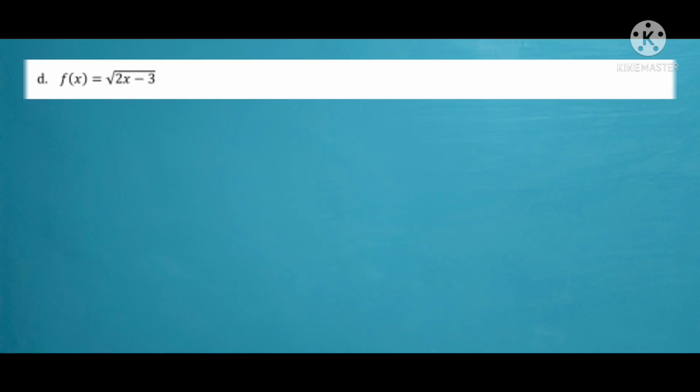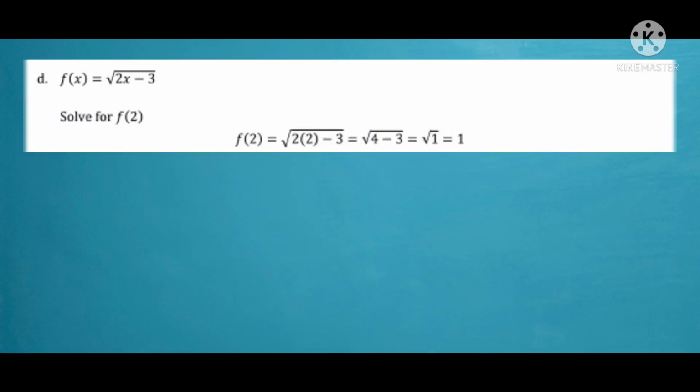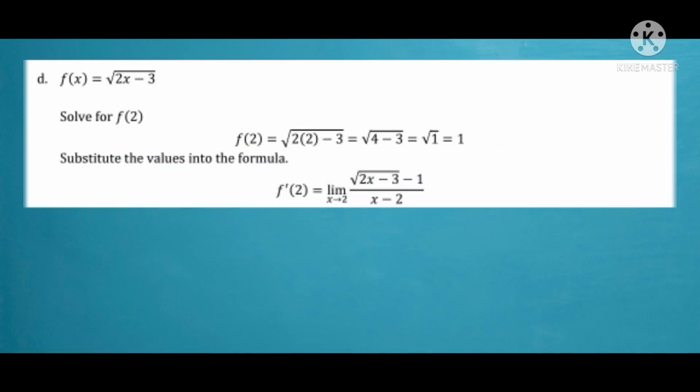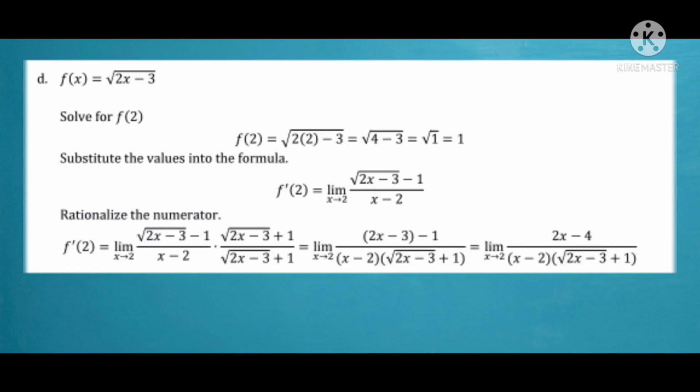For our last item, banat tayo ng rational function. Solving for f of 2, we get 1. And pag sinubstitute natin yung known values, we have an expression na we cannot evaluate by direct substitution. So what we'll do is we'll rationalize the numerator at imumultiply natin siya sa kanyang conjugate, which is the square root of the quantity 2x minus 3 plus 1.